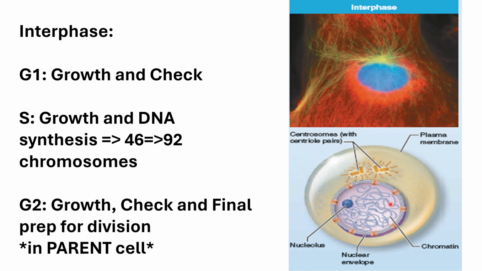So as you can see here in this picture, we have the nucleus, the nucleolus, the nuclear envelope with the pores. We have chromatin in here in the middle. It's uncondensed chromatin. Then we have some centrosomes with centriole pairs here. And then out here we have the plasma membrane.